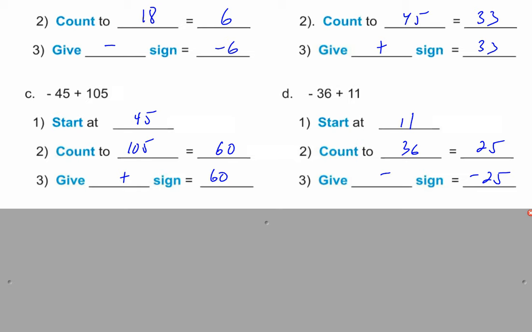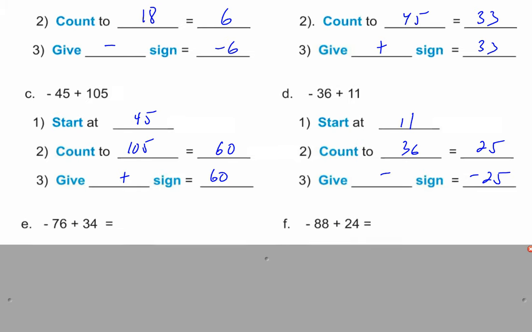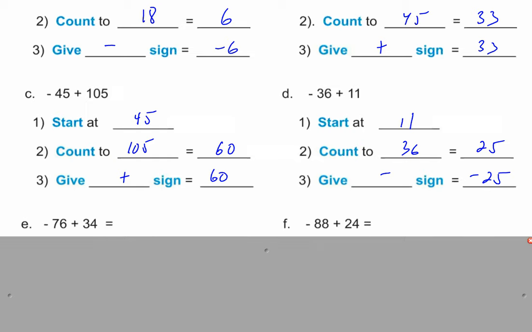The 11 positives wiped out 11 of those 36 negatives, and therefore there's 25 negatives left. That's the idea. That's the concept. It's that easy. All right. So now let's do it without all of the writing.